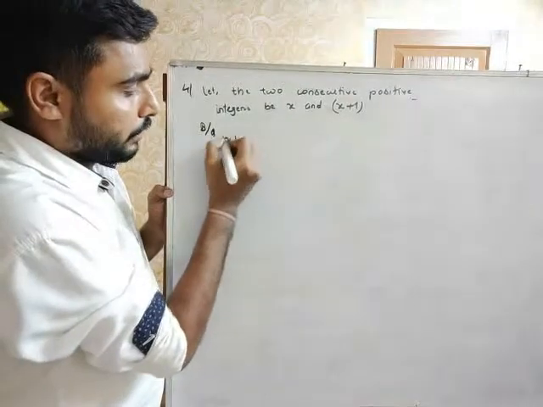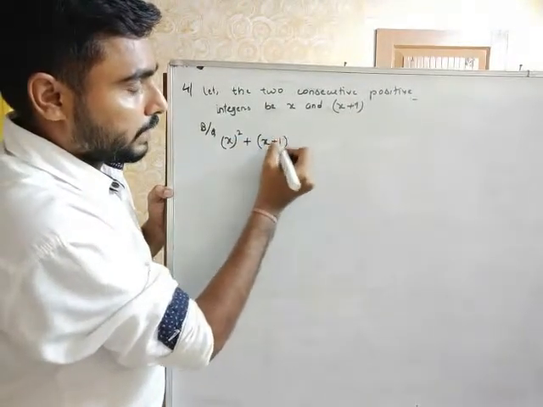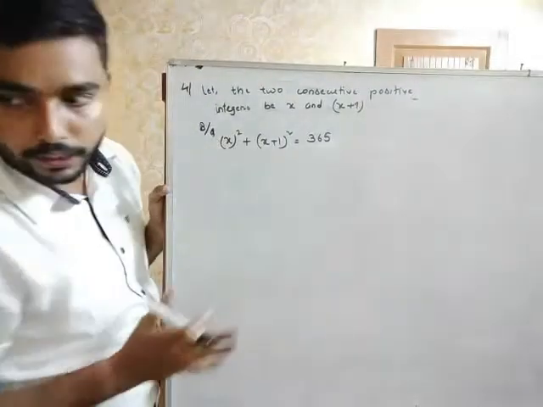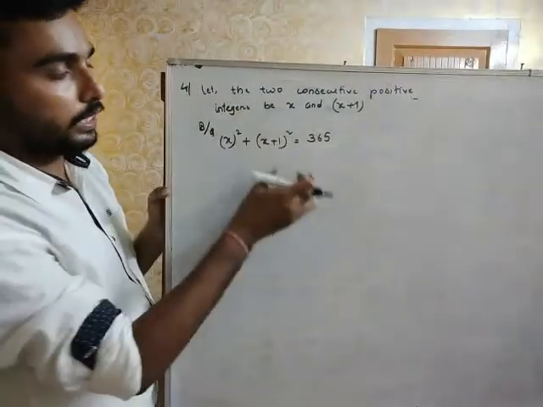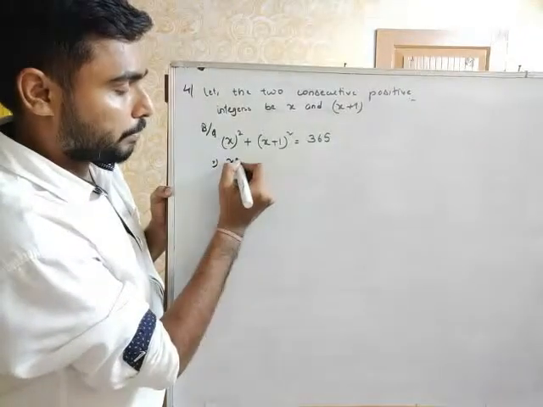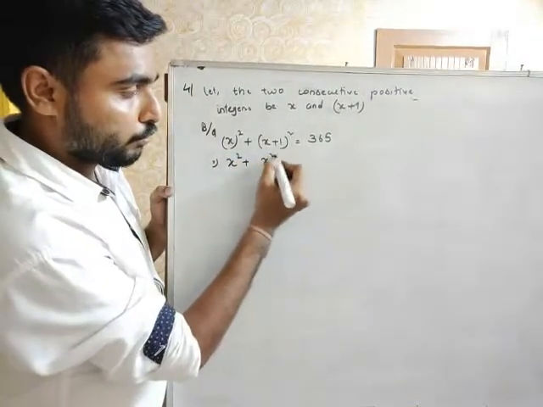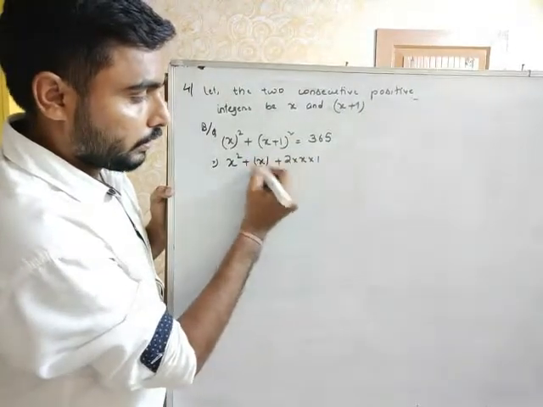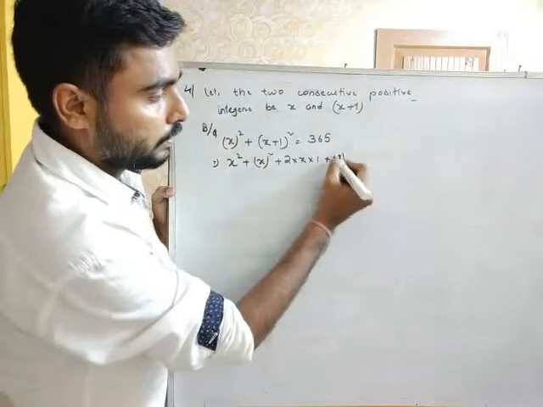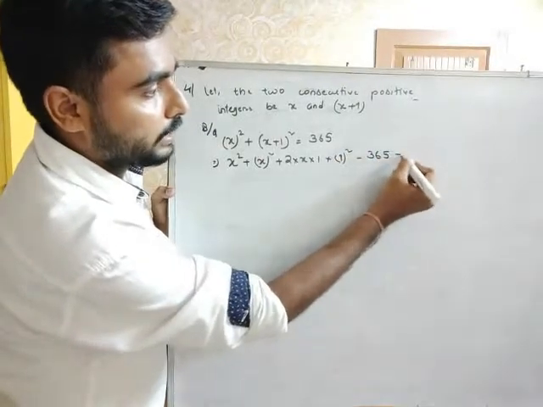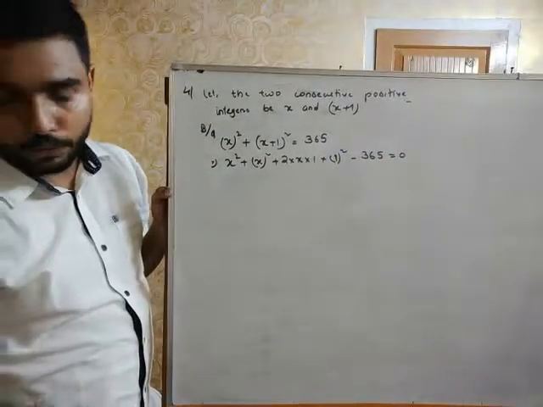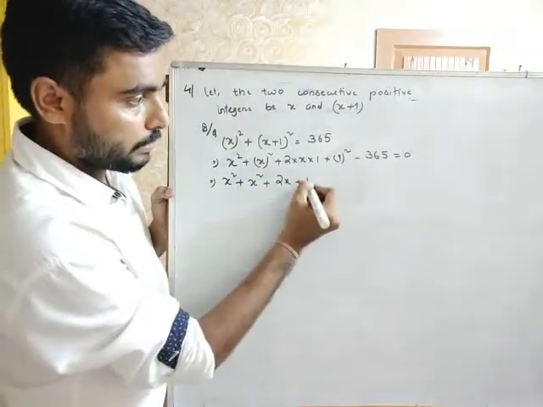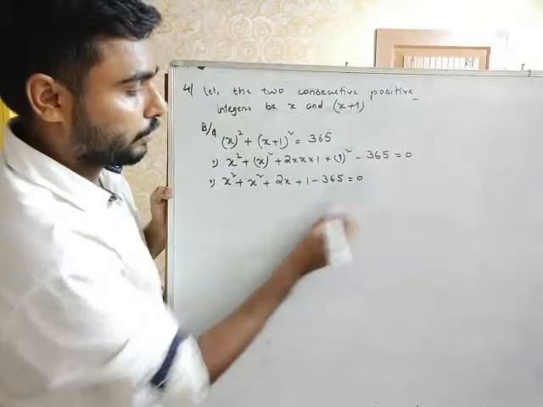So by the question, x square plus (x plus 1) square is equal to 365. The sum of the squares is 365. So x square, and using (a plus b) whole square equals a square plus 2ab plus b square, minus 365 is equal to 0. Okay, so x square plus (x plus 1) whole square minus 365 is equal to 0.